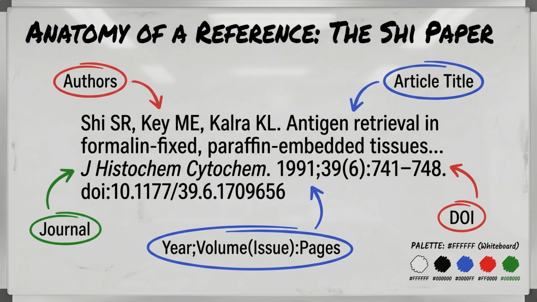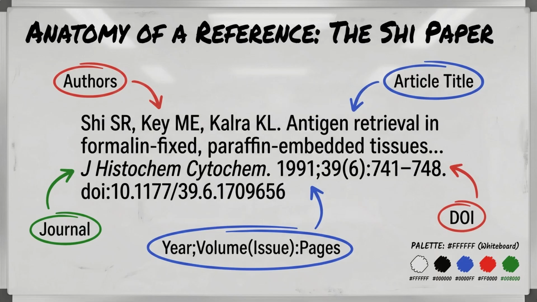Let's take a look at this specific one, the Shy paper from 1991, to see how all these elements come together in an AMA reference. This paper is foundational because it introduced heat-induced epitope retrieval, a technique that revolutionized immunohistochemistry simply by unmasking antigens previously hidden by formalin fixation. Notice the author's last name and initials, the title of the article, the abbreviated journal name, the year, volume, issue, and page numbers.